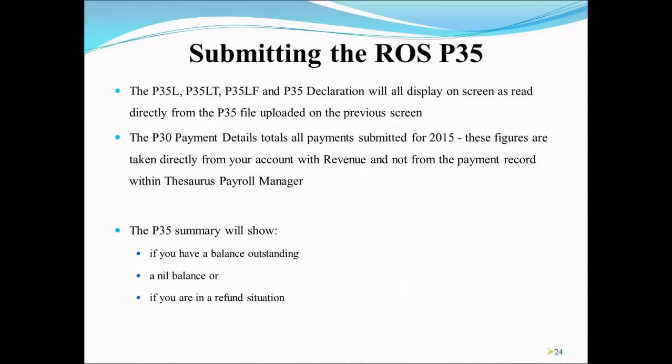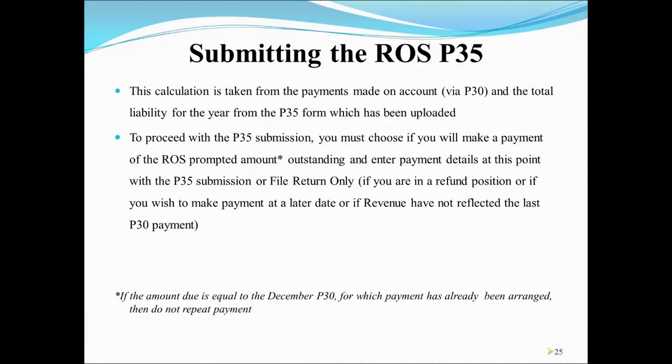So the P35 summary will show if you have an outstanding balance, a nil balance, or if you are in a refund situation. As mentioned, this calculation is taken from the payments made on account via your P30 and the total liability for the year, which is reading from the P35 that you have just uploaded. To proceed with the P35 submission, you must choose if you will make a payment of the ROS prompted amount. Now, if that amount is equal to the December, either the last month or quarterly P30, then you wouldn't repeat that payment. So you can enter the payment details at that point, or you can opt to file a return only. So if you're in a refund position, or if there's a zero balance, or if Revenue just aren't reflecting that last payment, just choose to file a return only.